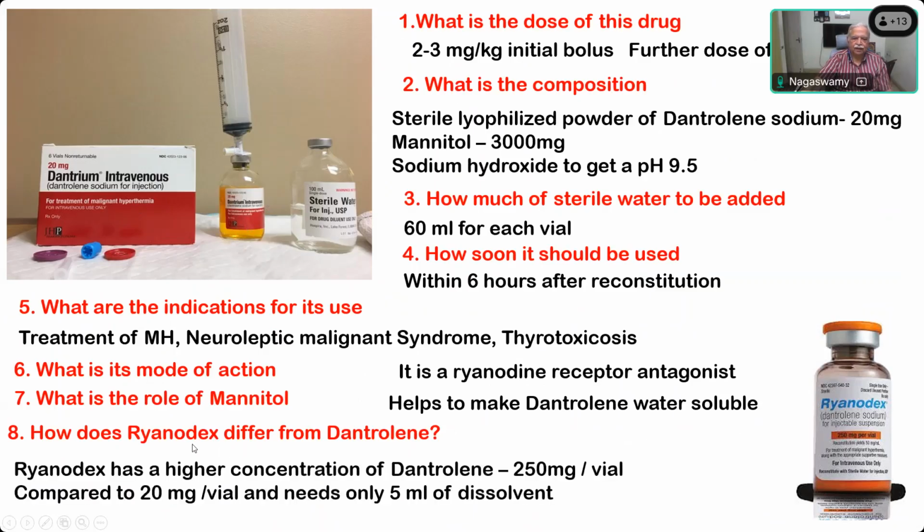As a higher concentration of dantrolene, the 250 milligram vial, compared to 20 milligram, needs only 5 ml of diluent, not 60 ml as you do with this. So reconstitution is also easy. That is why they are introducing the newer variety of dantrolene. This is the recent advance, so you have to remember this.